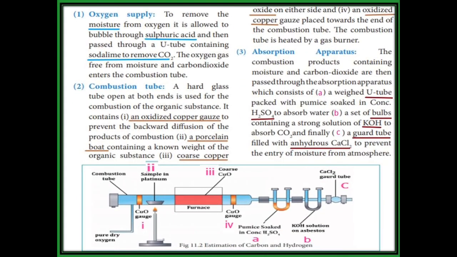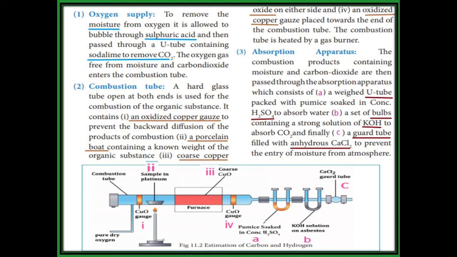So far we studied detection of elements. Now we are going to study the estimation of elements. Estimation means we find out the amount of elements present in the organic compound. First of all we are going to estimate the percentage of carbon and hydrogen present in the organic compound with the help of one test.